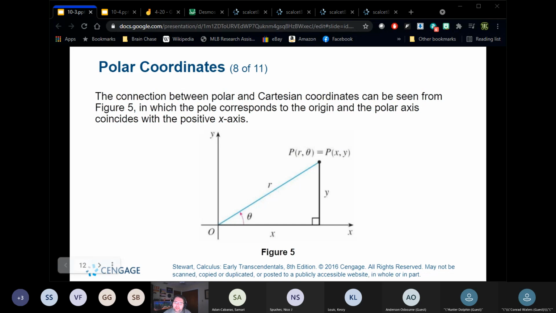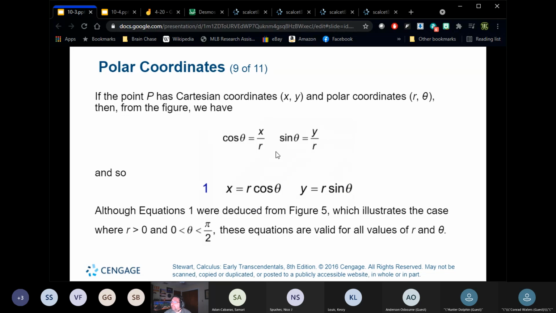When we're looking at their connection back to the Cartesian coordinates, we look back at them just like we're doing with the Pythagorean theorem. So I have my theta there. My radius is the hypotenuse of my triangle. And then we have the x and the y coordinates.